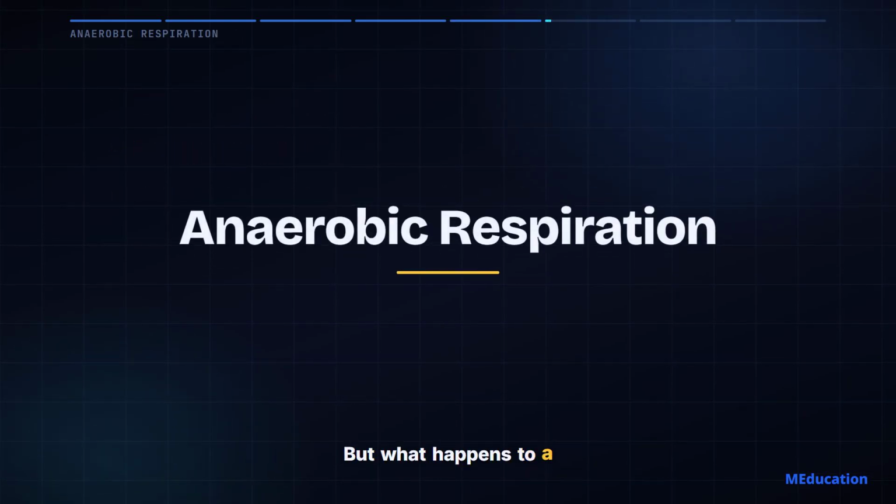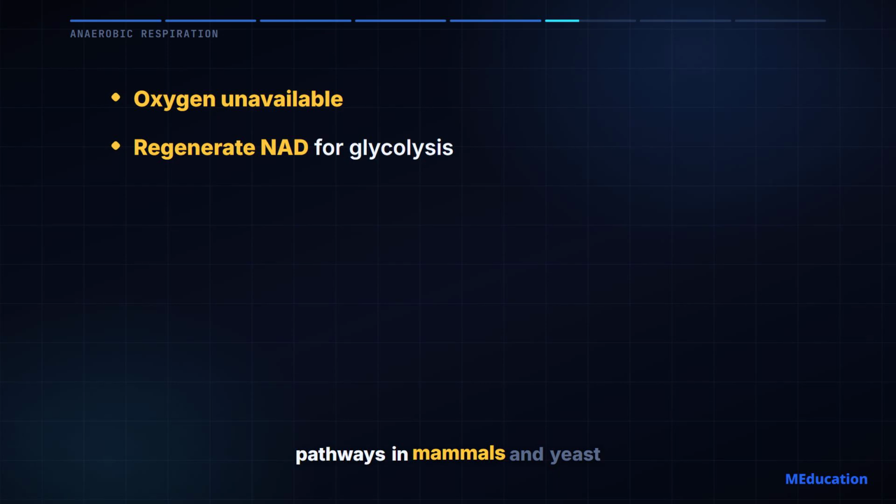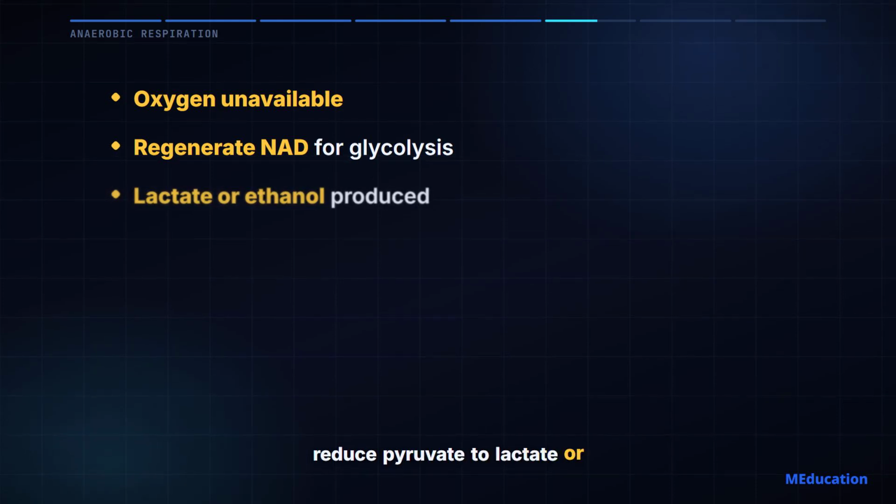But what happens to a cell when oxygen is completely unavailable? You will compare the anaerobic pathways in mammals and yeast. You will see how cells reduce pyruvate to lactate or ethanol just to regenerate NAD, keeping glycolysis running so they can survive, even though the ATP yield drops dramatically.